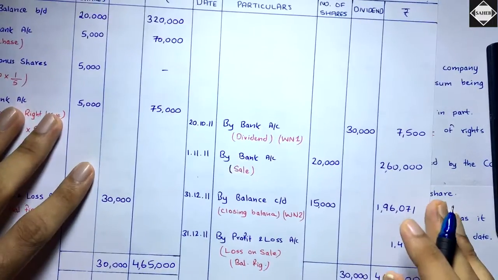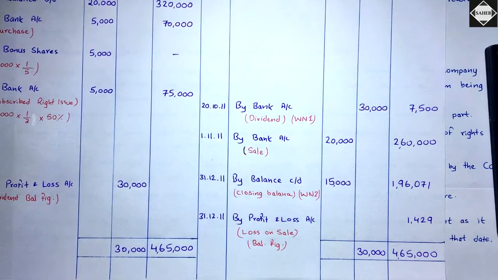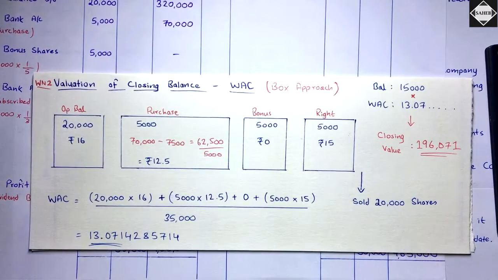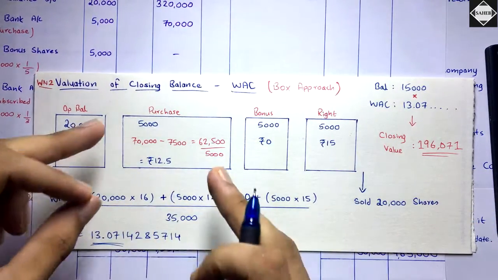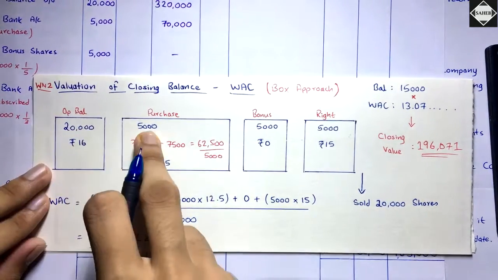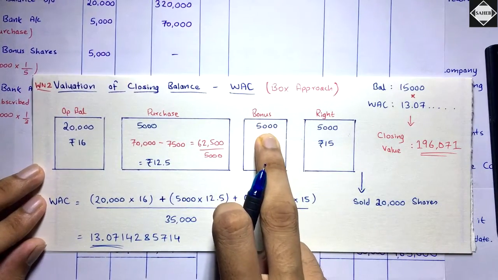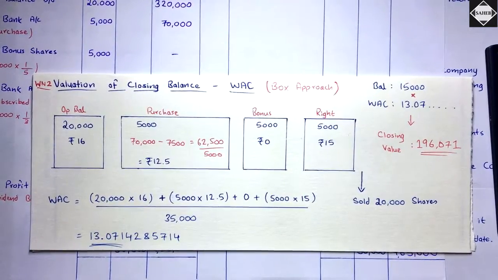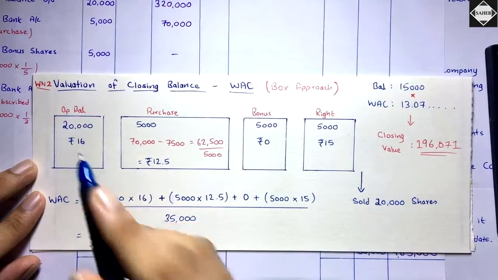So how are we going to value the closing balance through WACC? It's very simple. Let me show you. You can use the box approach. Whatever acquisitions you have made, however you got the shares, take all of them in the boxes. You had the opening balance, and then you purchased 5,000 equity shares. These are the quantities I'm taking here: 20,000 equity shares, 5,000 equity shares, and then bonus shares 5,000 and rights shares 5,000. Now you have to take all the costs here.